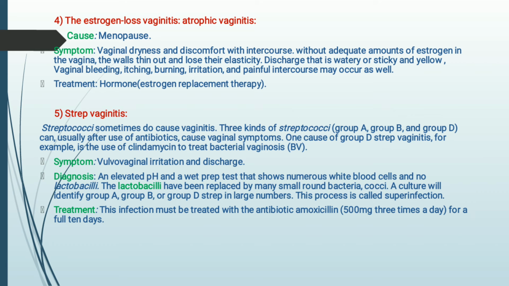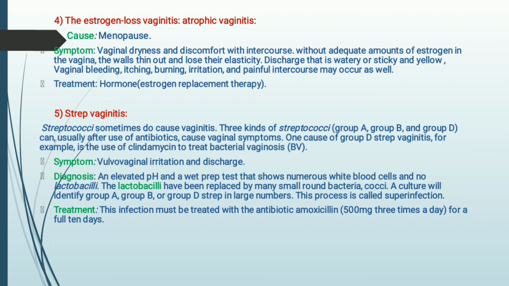Next is strep vaginitis. Strep vaginitis means the swelling of the vagina due to another kind of microorganism group, that is streptococcus. So basically streptococcus sometimes does cause vaginitis. Three kinds of streptococci are very dangerous for the vagina: group A, group B, and group D. Group D is enormously dangerous for the vagina.